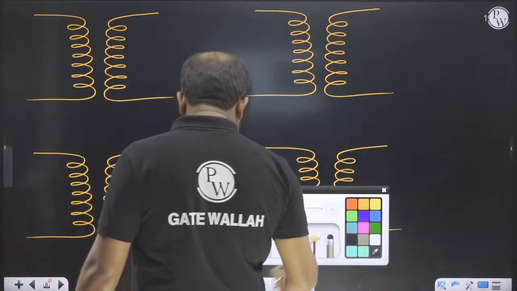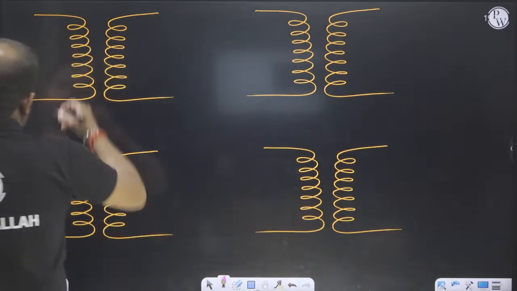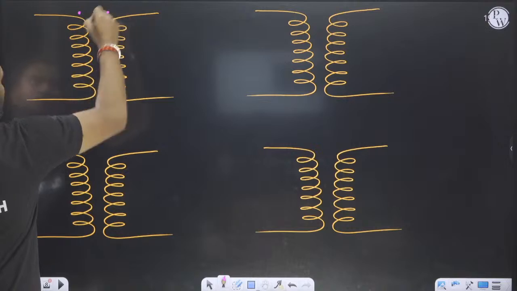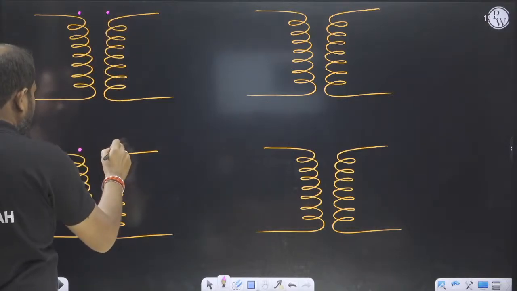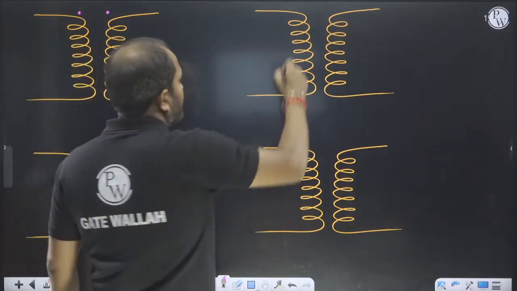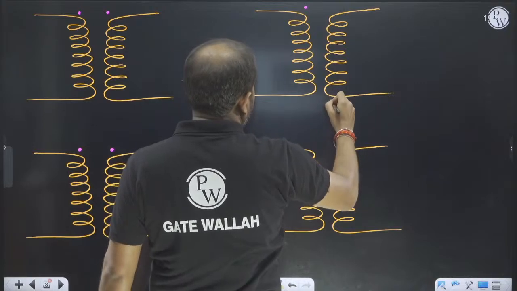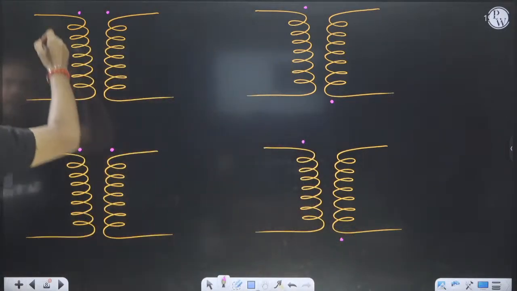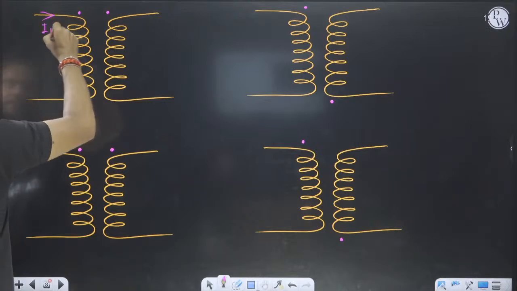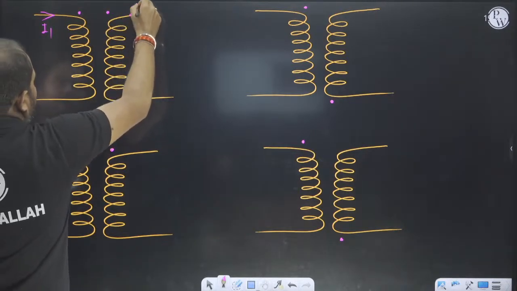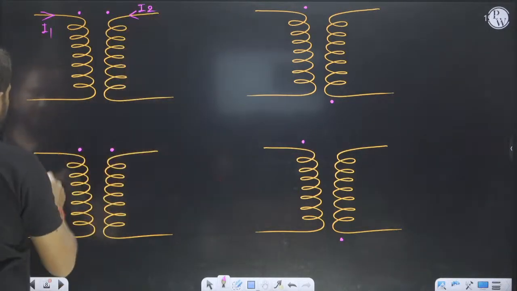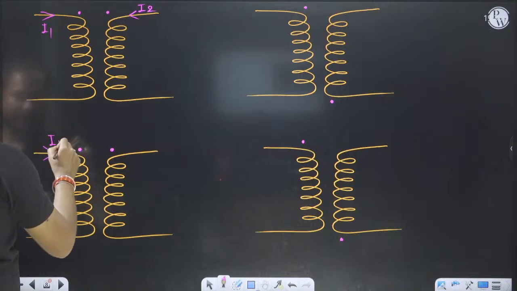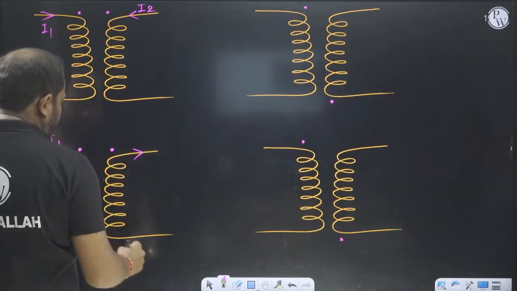There are four possibilities. The dot can be on the same side, and the dot can be on the opposite side. In this case, current I1 is entering and I2 is entering. Here I1 is entering, I2 is leaving.